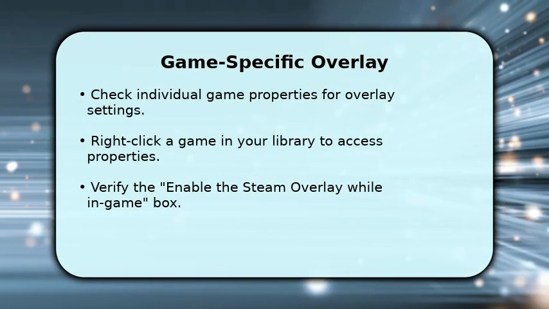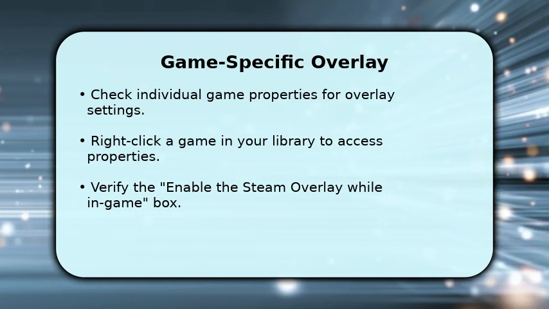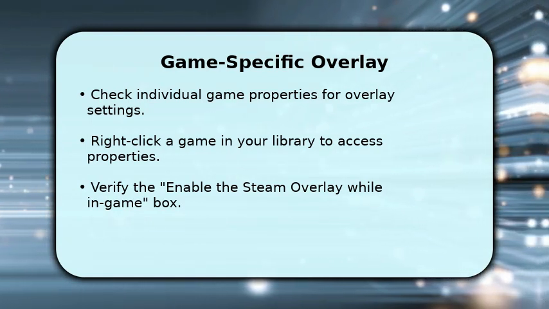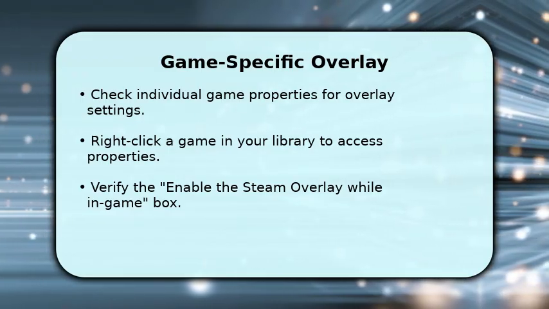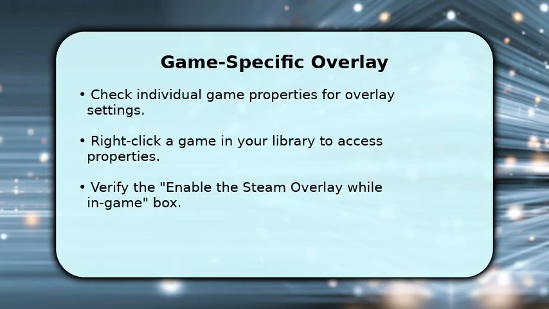Even with the global setting enabled, some games might require an individual check. To do this, go to your Steam library and right-click on the specific game you want to configure. Select Properties from the context menu.